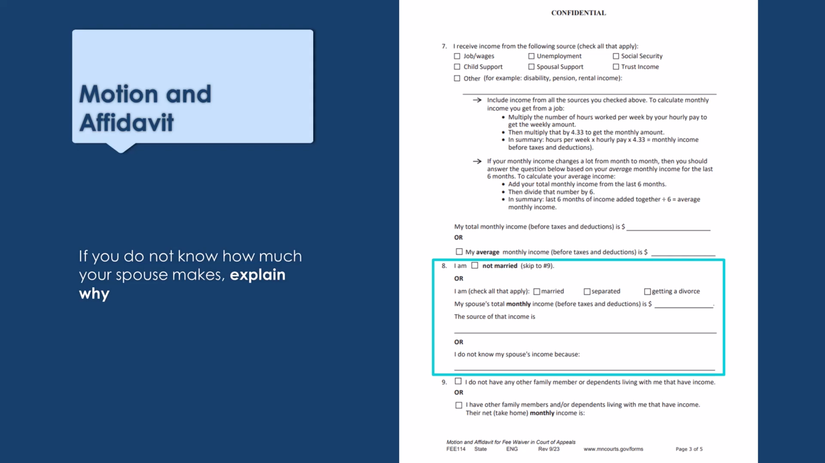If you do not know your spouse's income and you can't get that information, fill in the last blank of question 8 with an explanation.